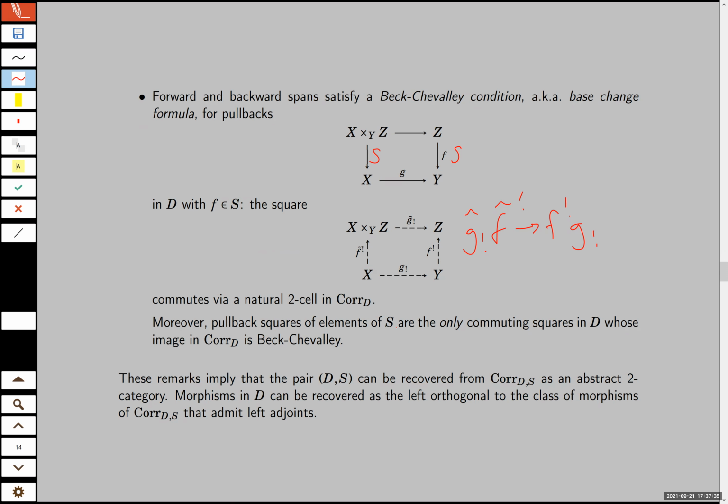So all this together suggests that not only do categories of correspondences have these nice structures and properties that we expect from algebraic categories, but it's likely we can identify them among such categories through these special ways: we can identify the morphisms with left and right adjoints and the squares that satisfy the base change formula. So for example, you can recover D as the left orthogonal.